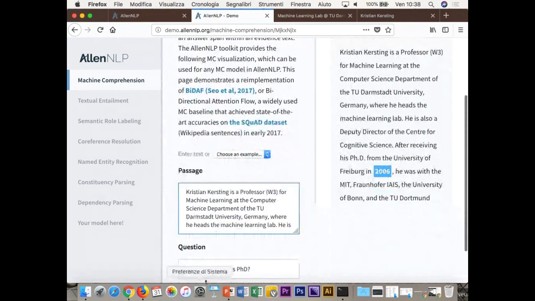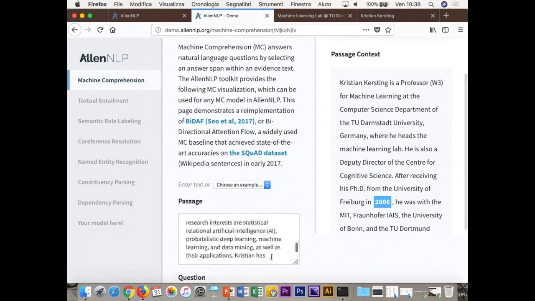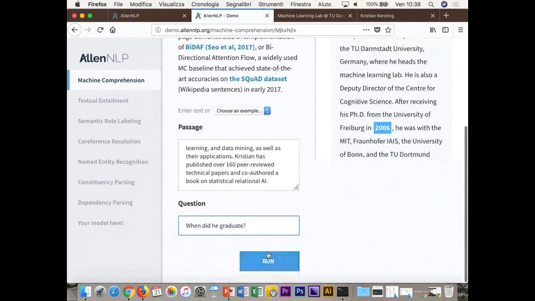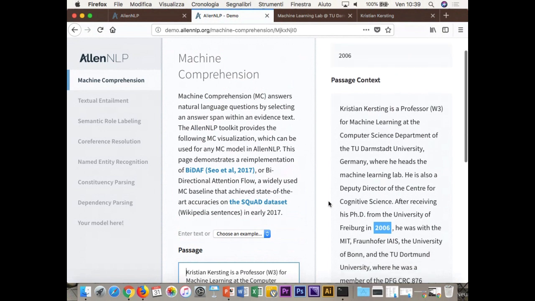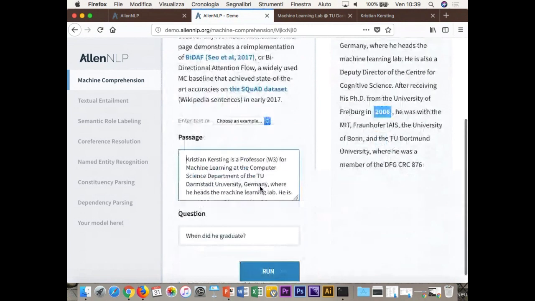I think you could also ask, just to give you a sense of what I mean by variation, when did he graduate? So let's not use the word PhD. It still figures that out. So that's amazing, and you'd be like, oh wow, that's the future. That's really great. So now, just to give you a sense that it's really not that clever yet.